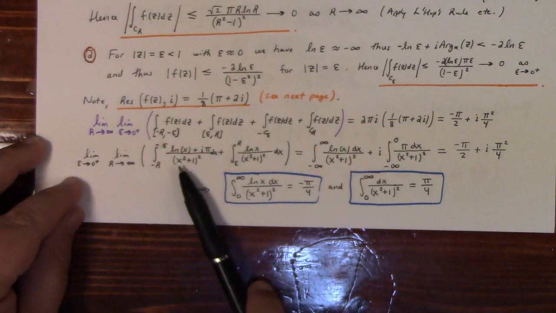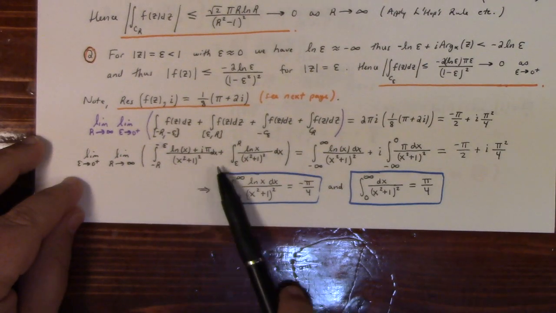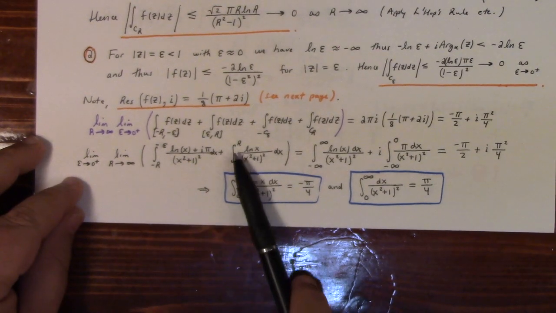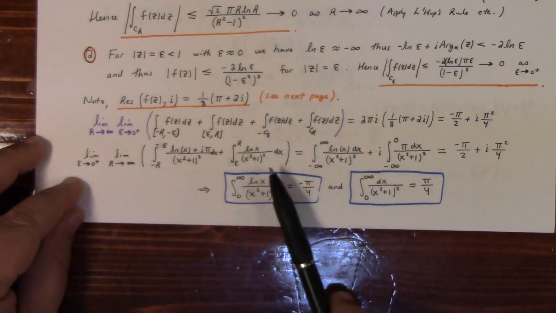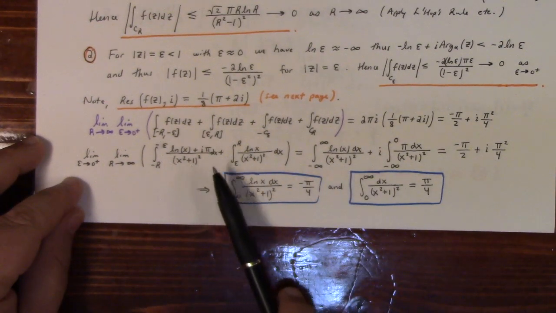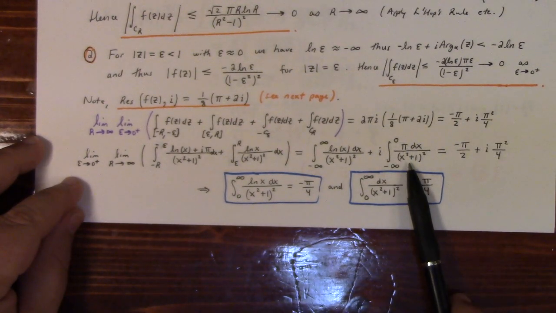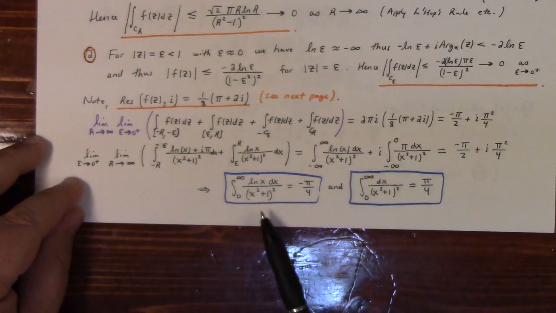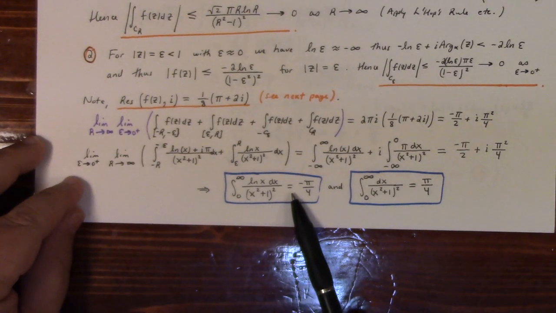So I put together the log x over x squared plus 1 squared and log x over x squared plus 1. I put these two together to give me the integral from minus infinity of log x over x squared plus 1 squared. And then the i pi term gave me this integral from minus infinity to 0. Equating the real and imaginary parts gives me one thing: the integral from 0 to infinity of log x over x squared plus 1 squared is equal to minus pi over 4.